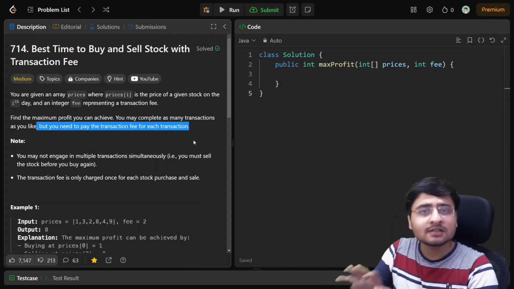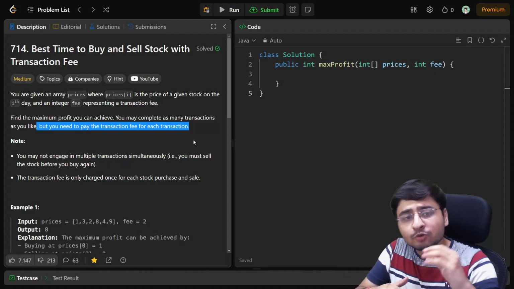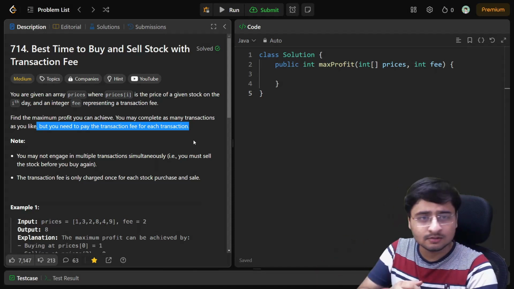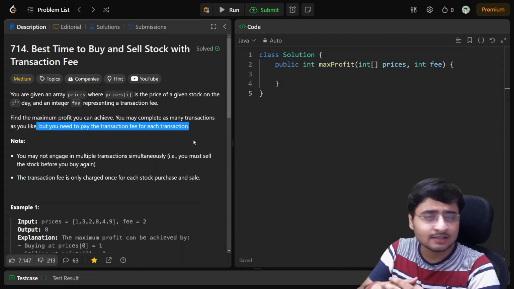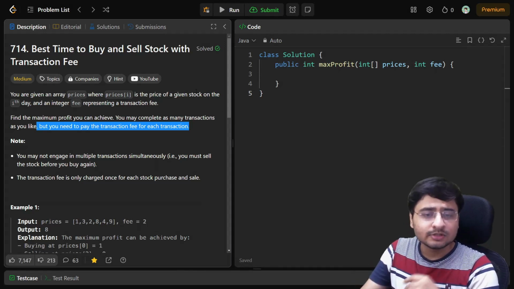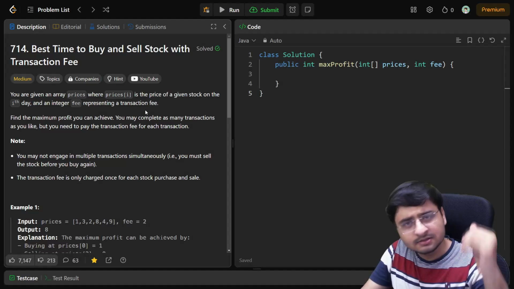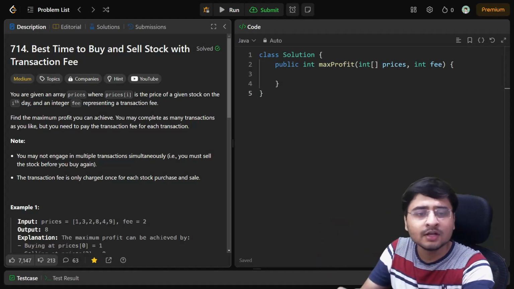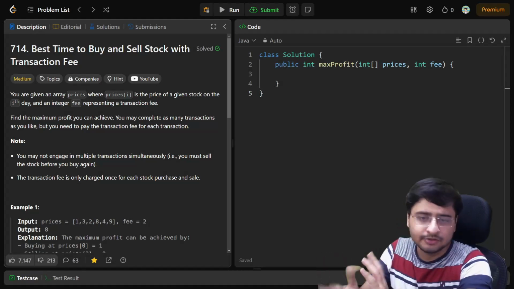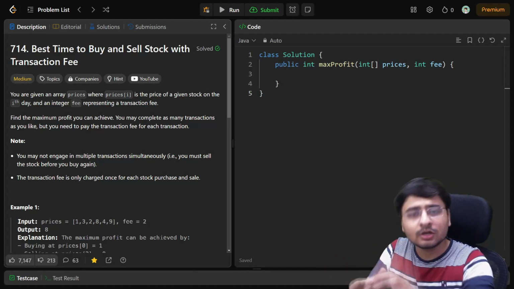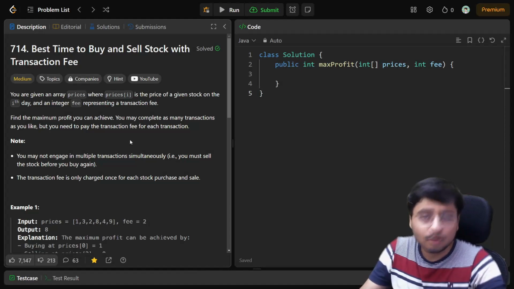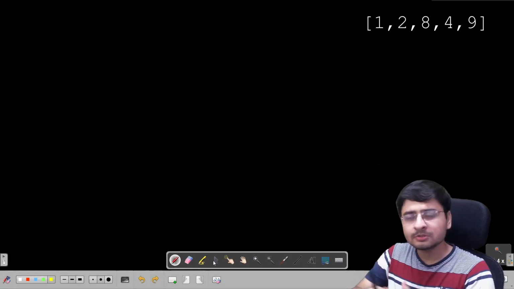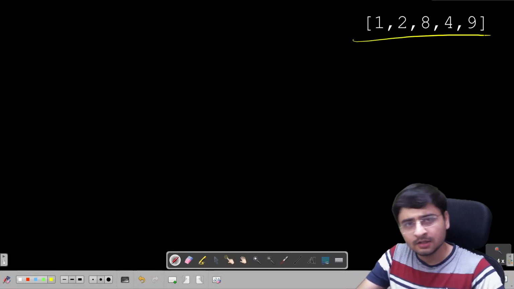So with this transaction fee in mind, we'll have to calculate the best profit we are able to make with as many transactions as we can do. So this is the whole problem. This is just buy and sell stock with infinite transactions, but with some transaction fee involved. Whenever you complete a transaction, you need to pay that fee. With this fee, you need to calculate the best profit you will be able to make out of the whole price array. To understand the question better, I've taken this small array.